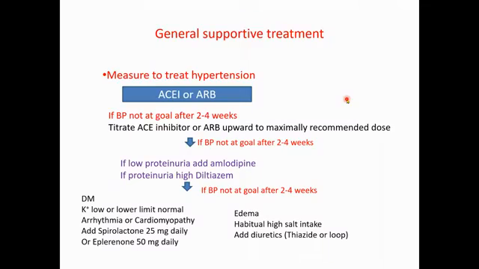We can add drugs in sequence. If the first drug is an ACE inhibitor and it is titrated upwards, if the target is not achieved, then add the second drug. If there is no proteinuria, amlodipine; if the proteinuria is high, then the drug is diltiazem or verapamil. If the target is not achieved, then diuretics can be added. If the potassium level is high, avoid the ACE inhibitor and spironolactone.